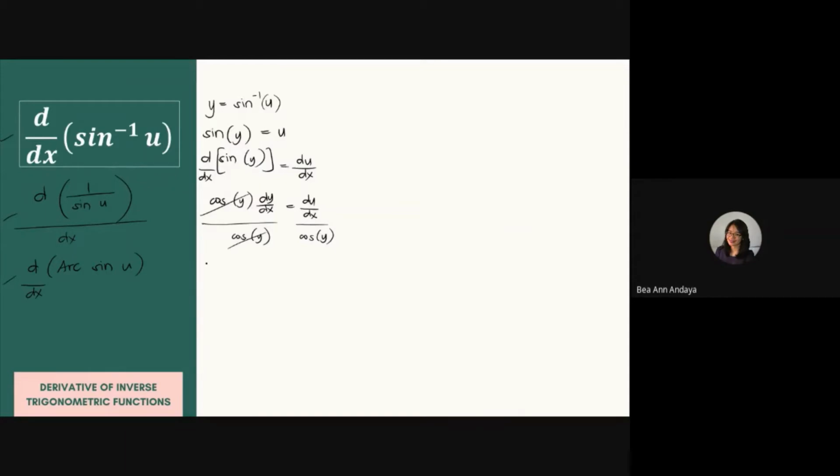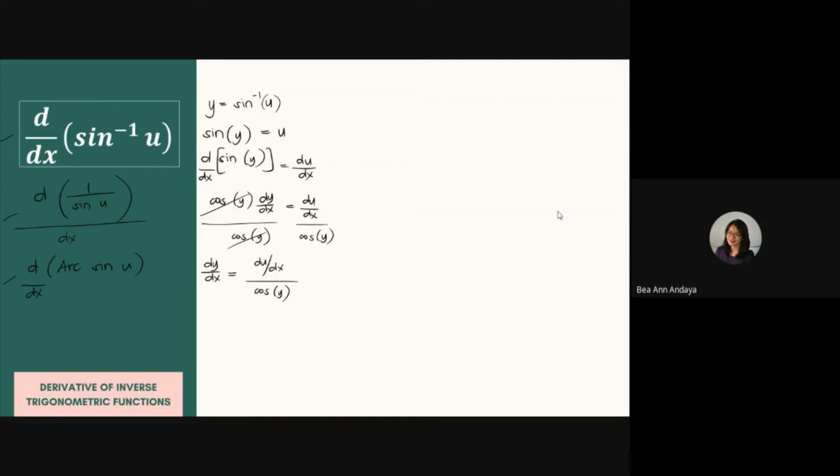Cosine y will cancel out and we are left with dy all over dx equal to du all over dx, and this is further divided by cosine of y. From this, it is quite difficult to work on kasi yung y dito equivalent sa inverse sine of u. Tapos yung u dito is the angle here, so medyo complicated pa kung wala tayong magiging reference para dyan.